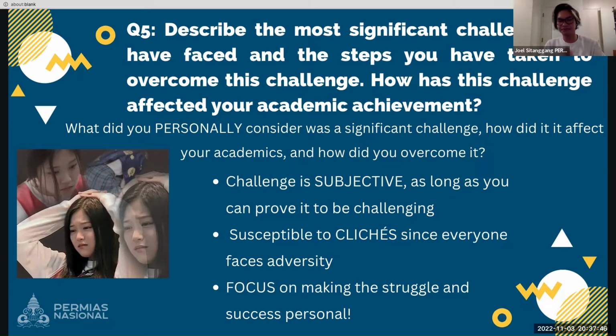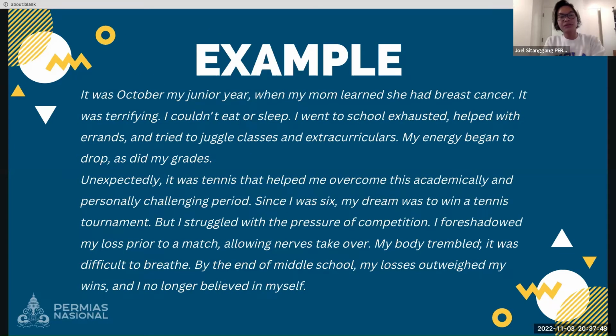All right, an example would be, "It was October my junior year when my mom learned she had breast cancer. It was terrifying. I couldn't eat or sleep. I went to school exhausted, helped with errands, and tried to juggle classes and extracurriculars. My energy began to drop, as did my grades. Unexpectedly, it was tennis that helped me overcome this academically and personally challenging period.